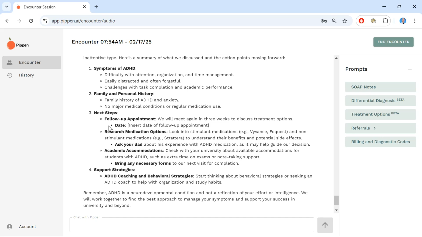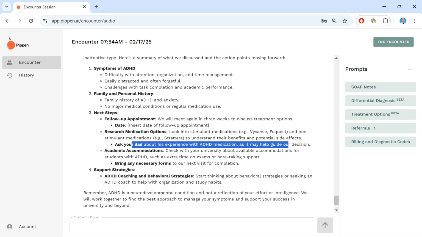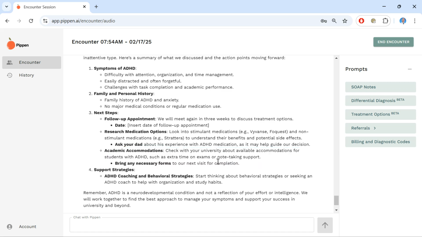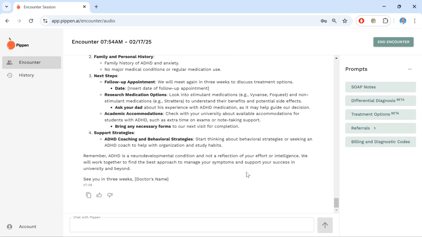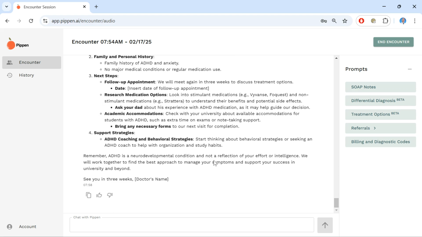So it talks about we'll meet again in 3 weeks. I wanted the patient to look at these options. I wanted him to ask his dad about what medication the father is on, because that could be a starting point. We talked about getting the form for academic accommodations, right? Bring any necessary forms. We talked about other strategies to help ADHD.